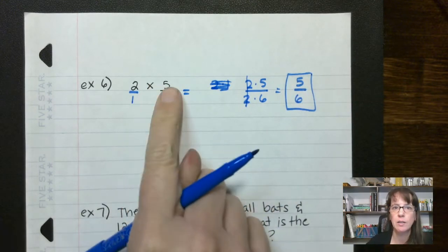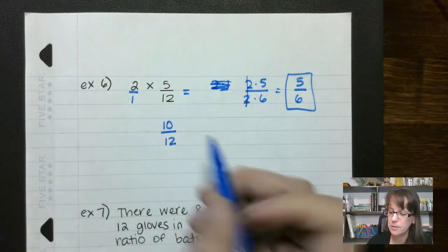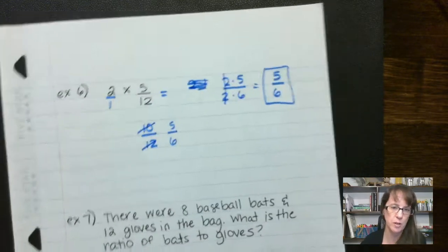You could multiply straight across the top, that would give you 10. Straight across the bottom would give you 12, and then we cut those in half. We get 5, cut that in half, we get 6. Either way, you end up with the same answer. Just want to give you different methods.